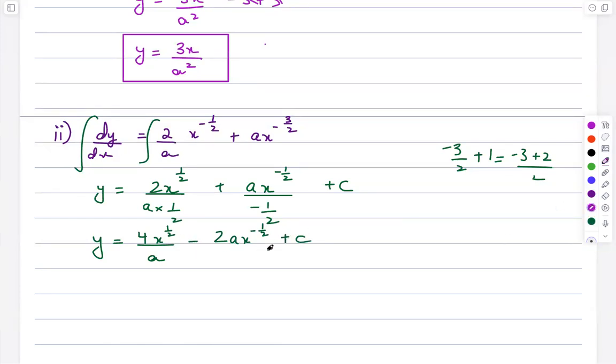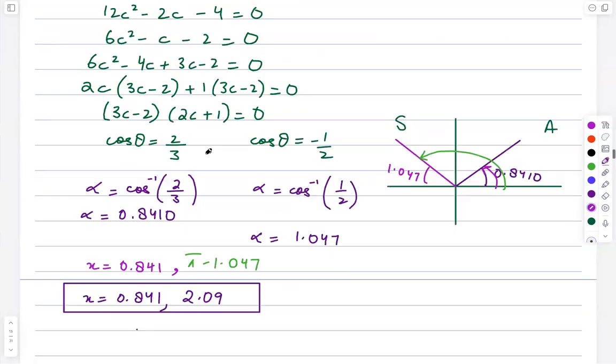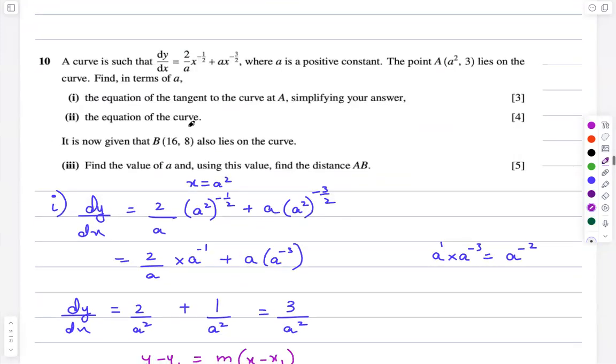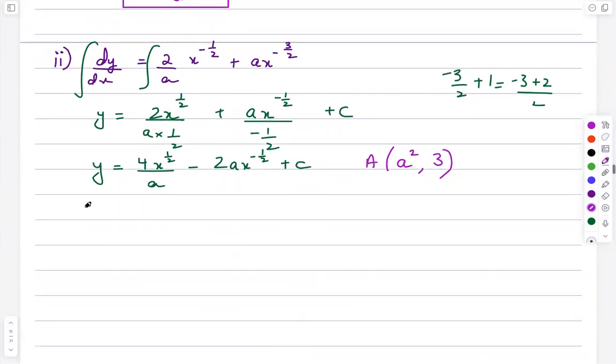Now once we have the expression, we can find the value of c by substituting the point A, as we have to find the equation of the curve. So we know that the point A lies on the curve, and it is a squared comma 3. So in place of y, we'll write 3. In place of x, we will have a squared, and 4 upon a will become 2a. This will be a squared to the power minus half plus c.